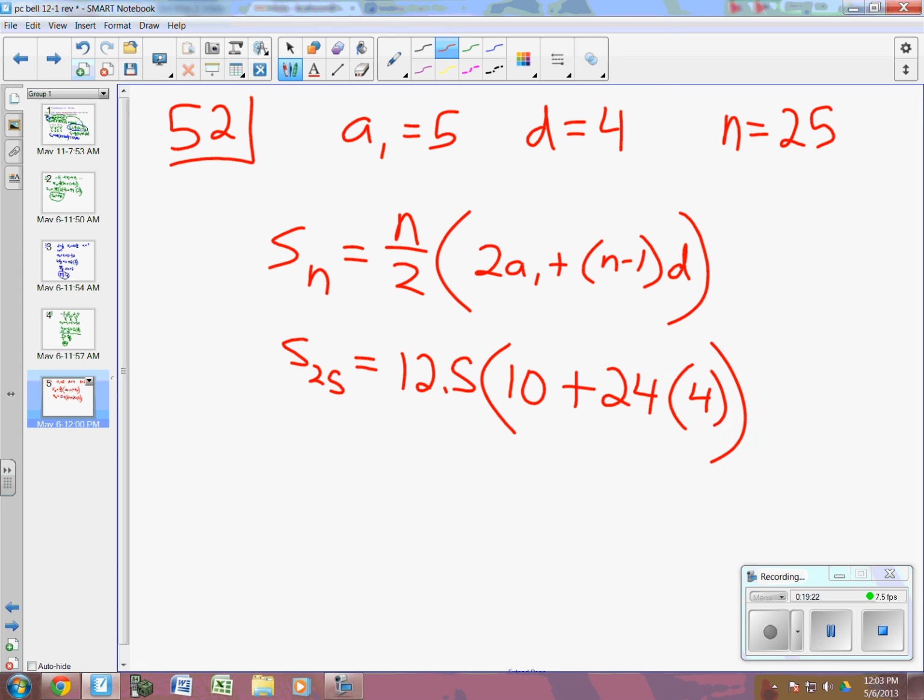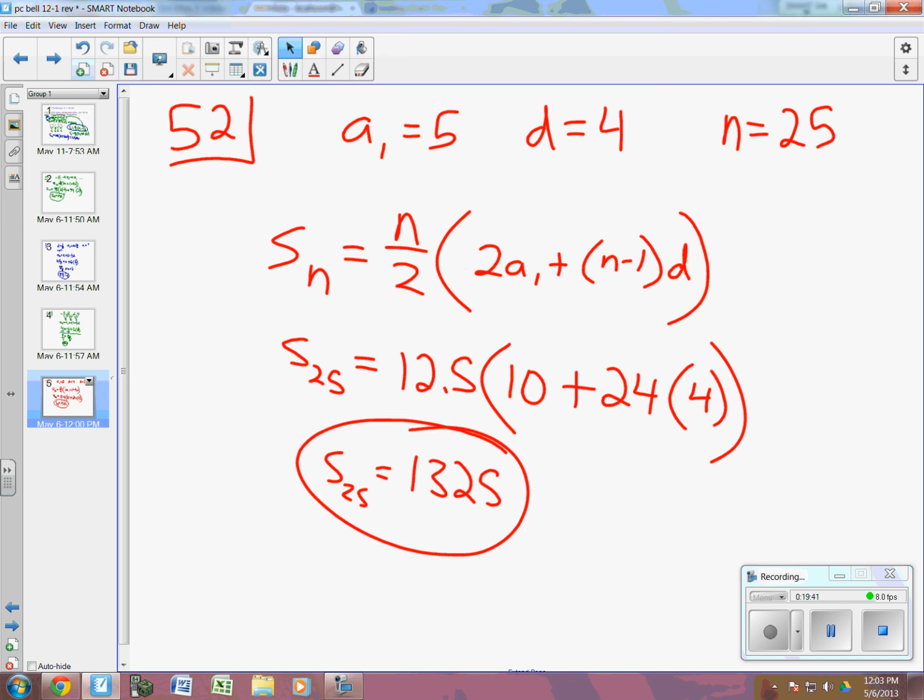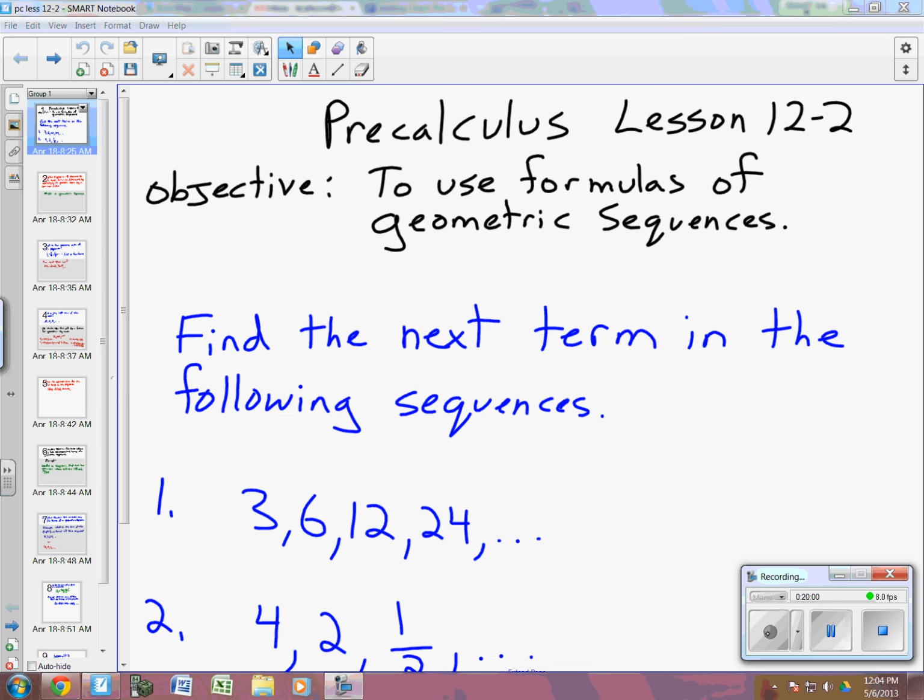And I just plug that into my calculator. What did you guys come up with? 1,300 and what? 1,325 bricks is how many they're going to need to make their patio, right? Got that? Okay, so that's how you do those.